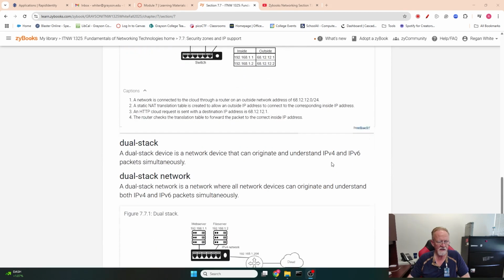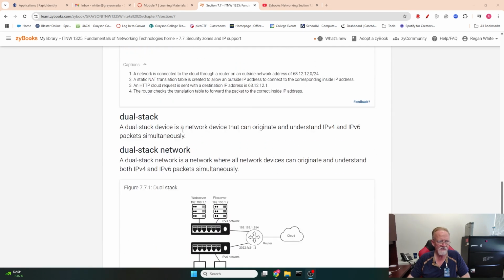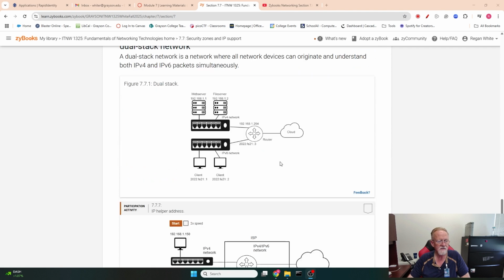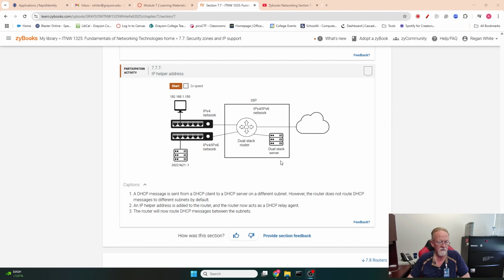Another participation activity, dual stack. It's a network device that can originate and understand both IPv4 and IPv6 packets simultaneously. A dual stack network is a network that can utilize both IPv4 and IPv6 packets. Two more participation activities, and you are done with Section 7.